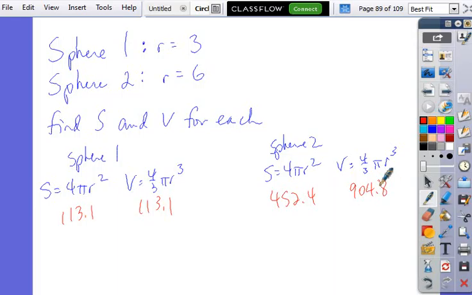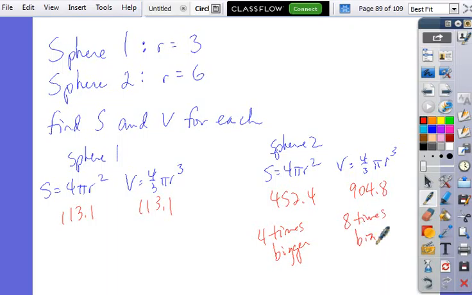All right. So what we're trying to do is compare how much bigger the second one is to the first one. Well, you can do all the numbers and then say, second one divided by the first one. If I do this one divided by that first one, what do I get? The 452.4 divided by 113.1. 4. So that would be 4 times bigger. And do the same thing for the volume. 904.8 divided by the volume over here, 113.1. 8. Should be 8.